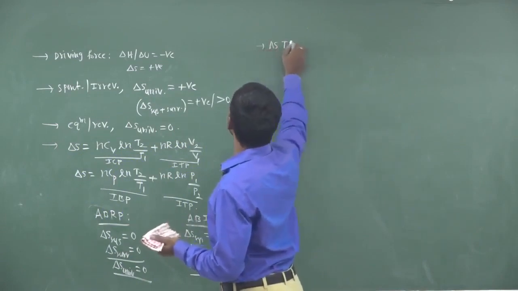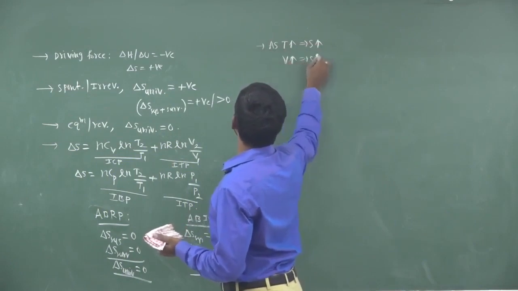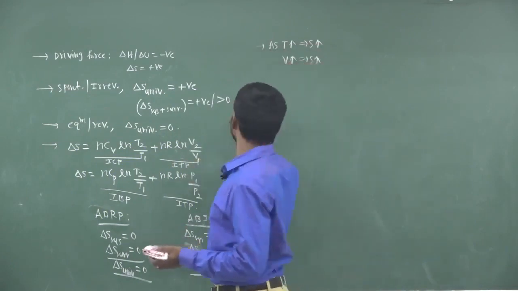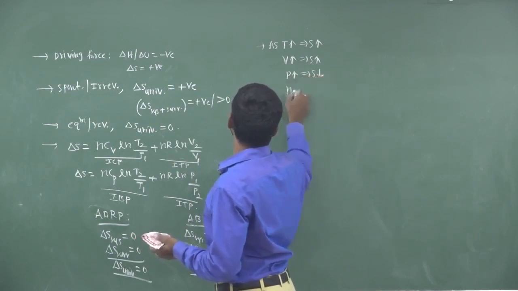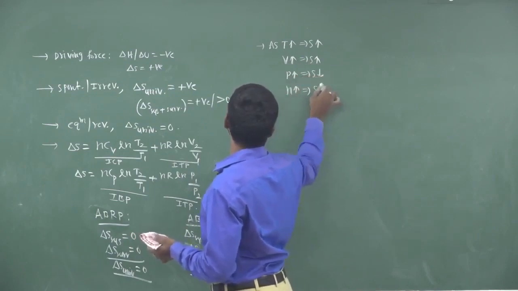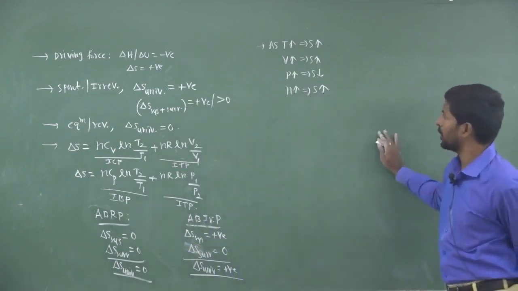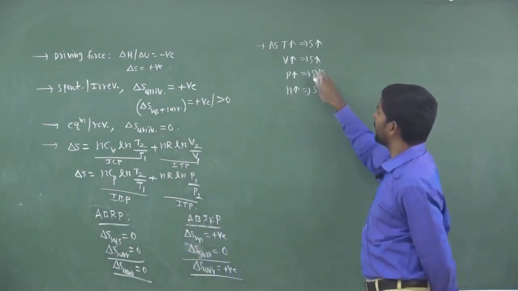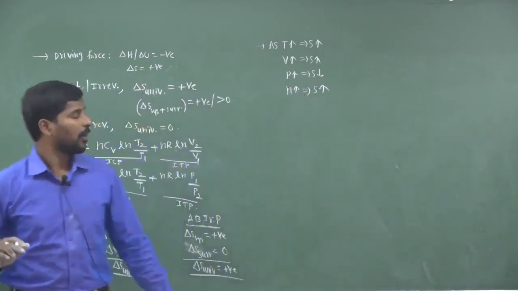As temperature increases, what about entropy? It increases. As volume increases, entropy increases, from these equations. As pressure increases, entropy decreases. As the number of moles of substance increases, entropy increases, since entropy is an extensive property. This is the relation between entropy and these parameters, which we get from these equations.